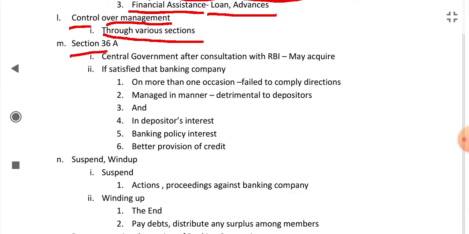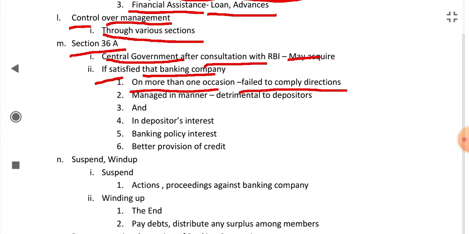Under section 36A, the central government, after consultation with RBI, may acquire any banking company if it is satisfied that the banking company has on more than one occasion failed to comply with the directions given to it, or the bank is managed in a manner which is detrimental to the depositors. The acquisition should be in the depositors' interest, in the interest of banking policy, and for the better provision of credit.